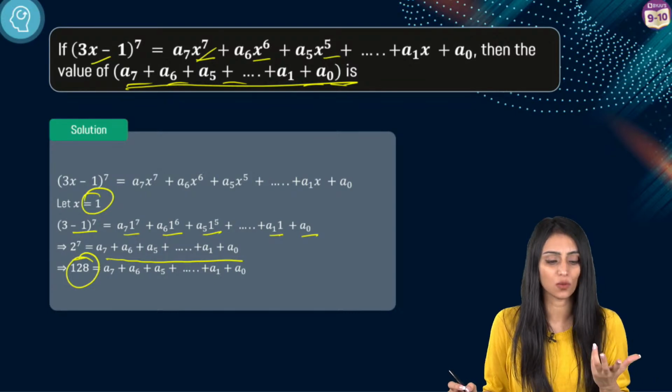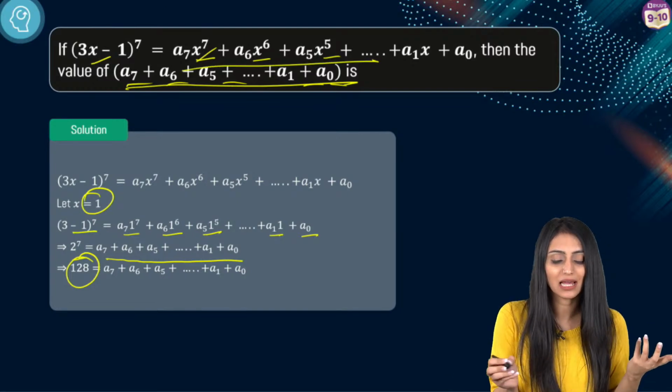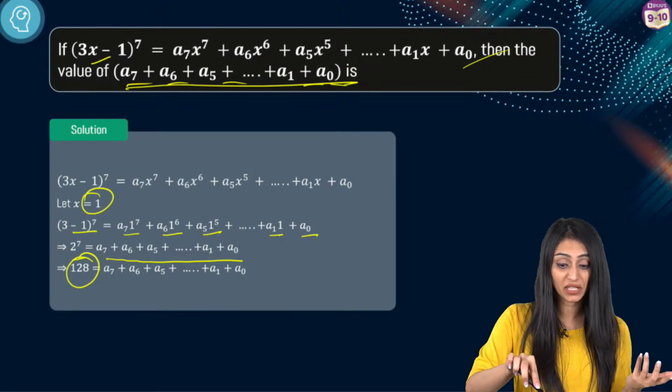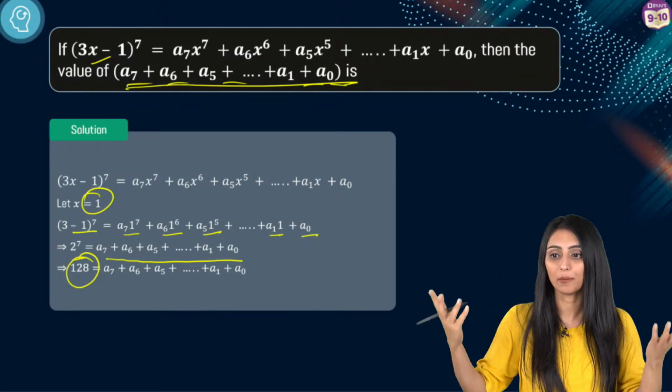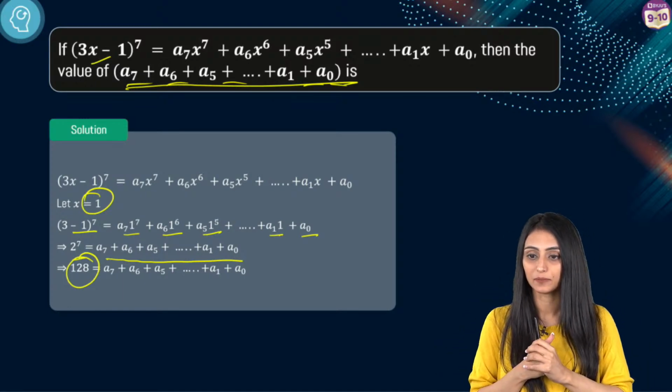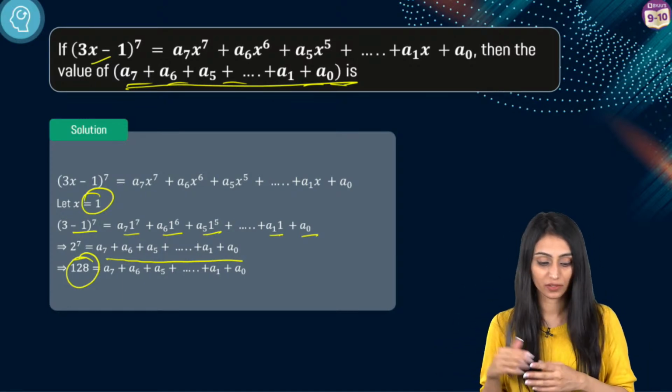Why x as 1? Why not 0? Because if I take it 0, this entire side will become 0 and only a naught will be left. If I take it 2, it will become some other number. I hope this is clear. Using binomial, it's going to be more difficult. This is easier rather.